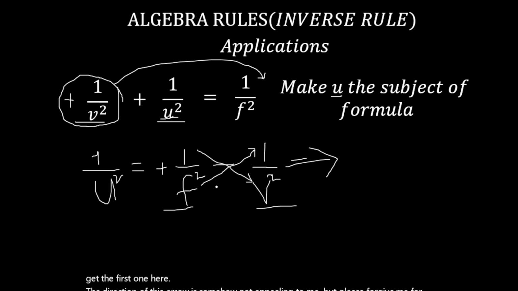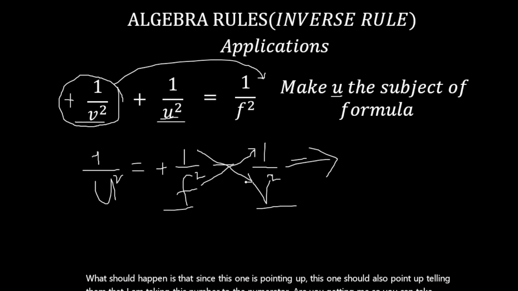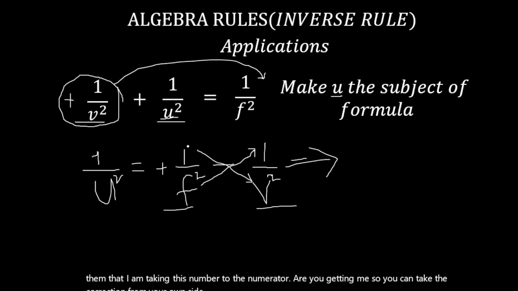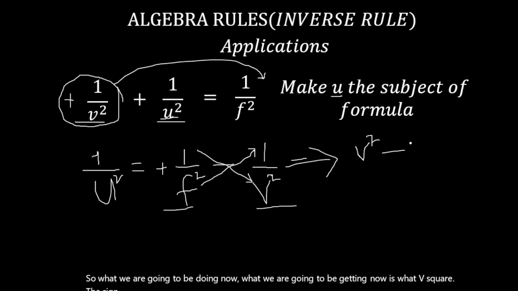What should happen is that since this one is pointing up, this one should also point up, telling them that I am taking this number to the numerator. Are you getting me? So you can take the correction from your own side and note that this arrow should point up. So what we're going to be getting now is what? V square, the sign remains minus f square.